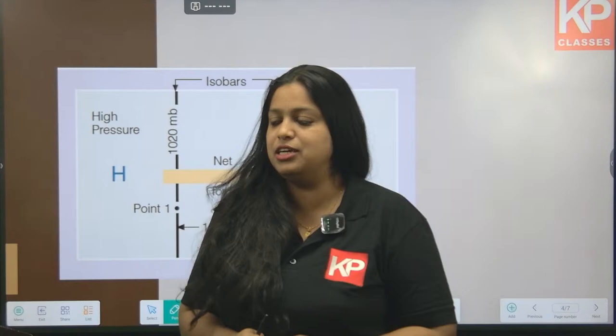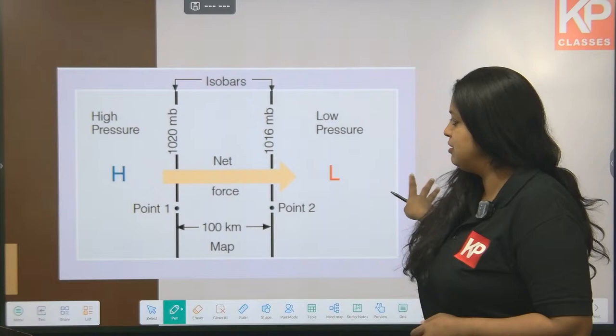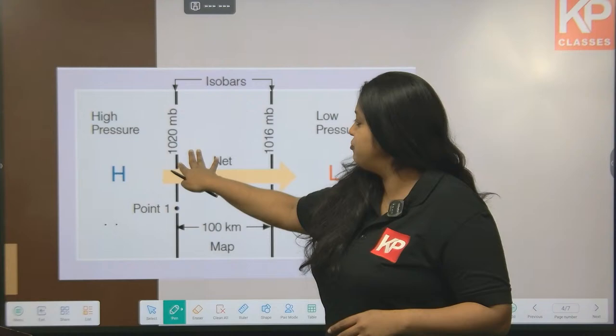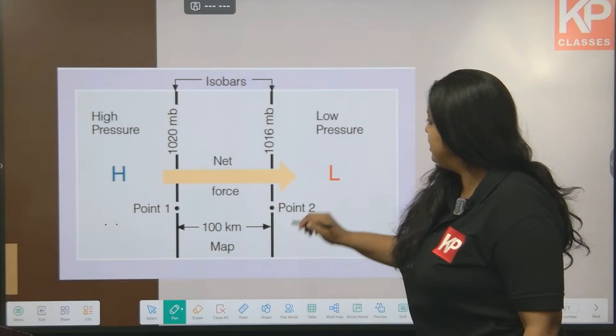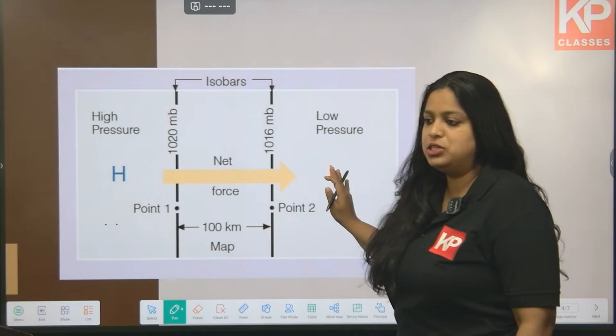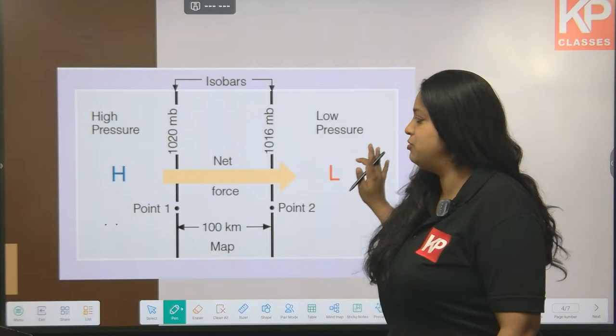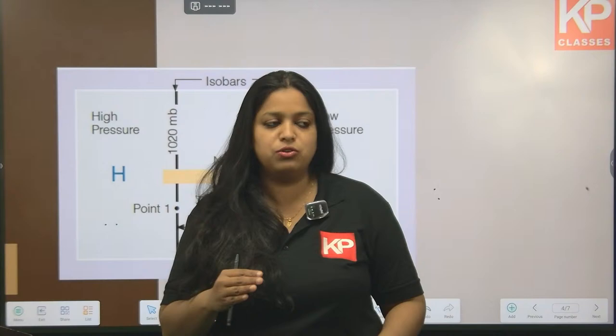So over here in this particular picture, I hope the picture is clear. This is the high pressure zone. The isobar of 1020 millibar is mentioned over here. The isobar of 1016 millibar is drawn over here, and this is the low pressure region. So there is a pressure difference, a horizontal pressure difference. These isobars define a horizontal pressure change. The horizontal pressure is changing.